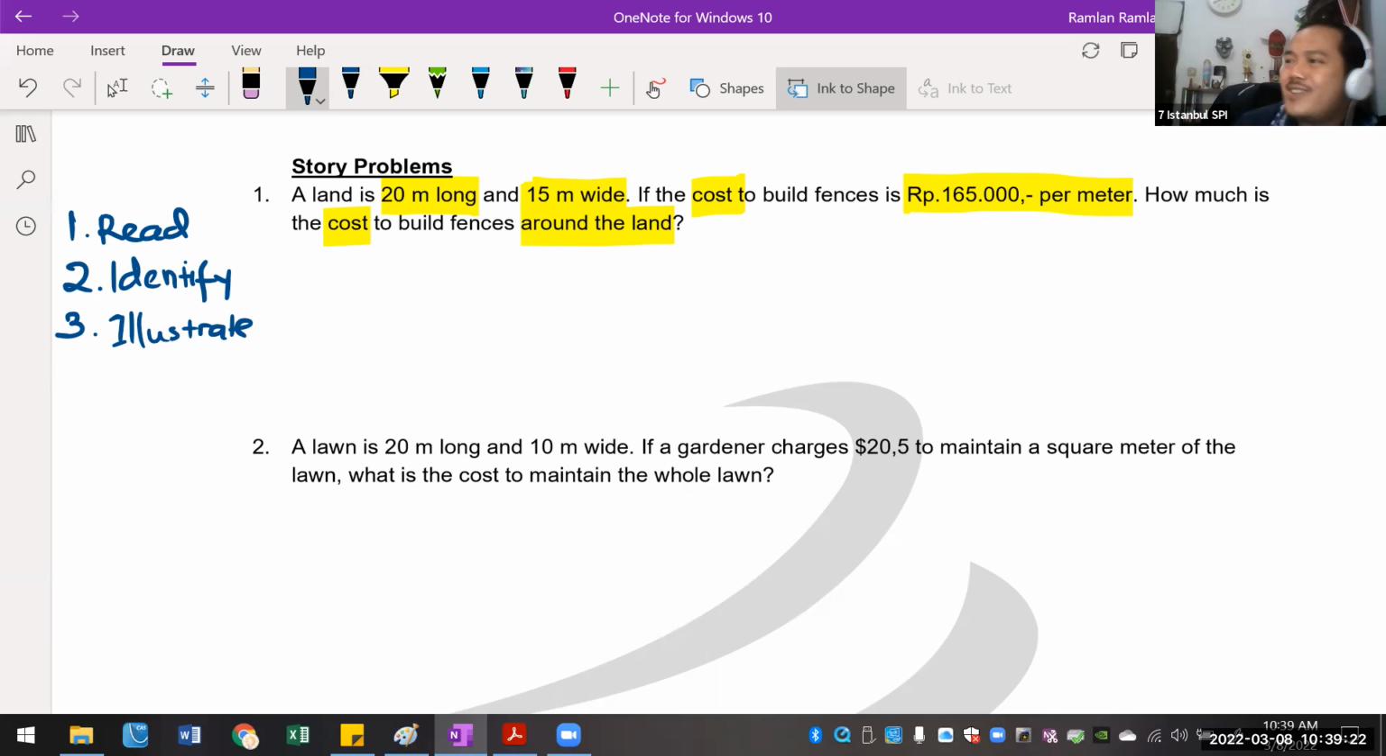Okay, so illustrate what is really happening in this question. Okay, I'm gonna ask questions.